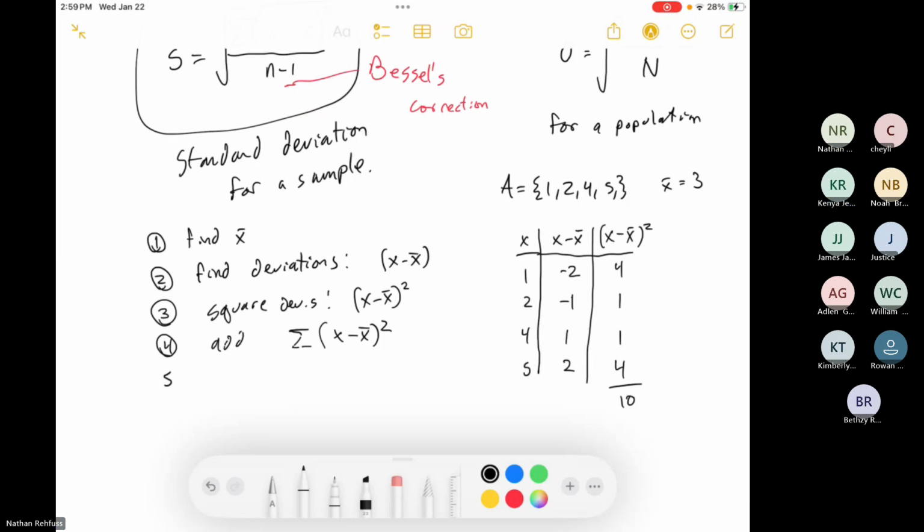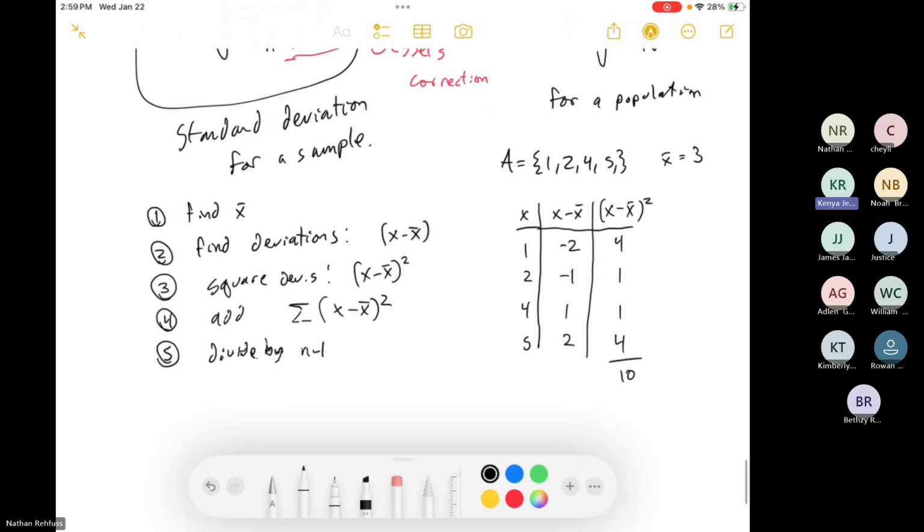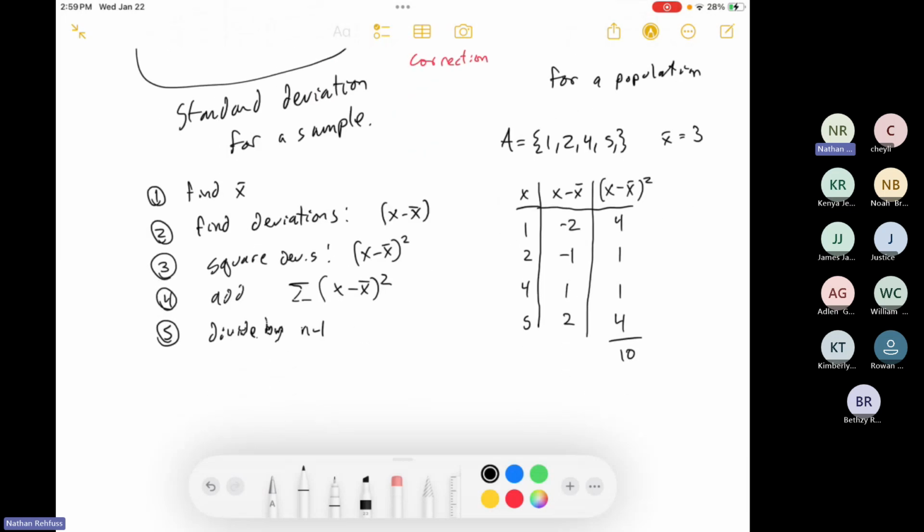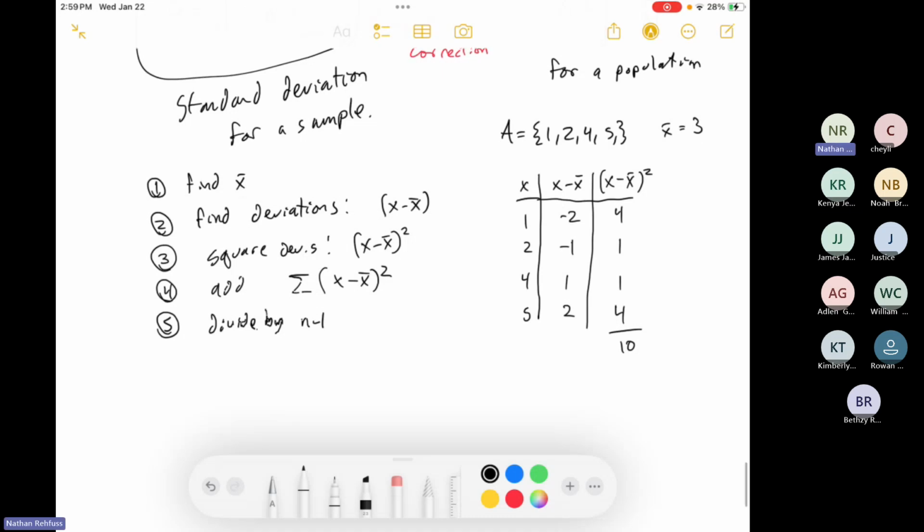Step 5, divide by n minus 1. All right. So n is 4. I have 4 turtles, but we're not going to divide by 4. We're always going to divide by 1 less. So let's divide by 3. 10 divided by 3 is... And now the rounding rule is only for the end. I'm not going to round in the middle of the computation. I keep all these digits.